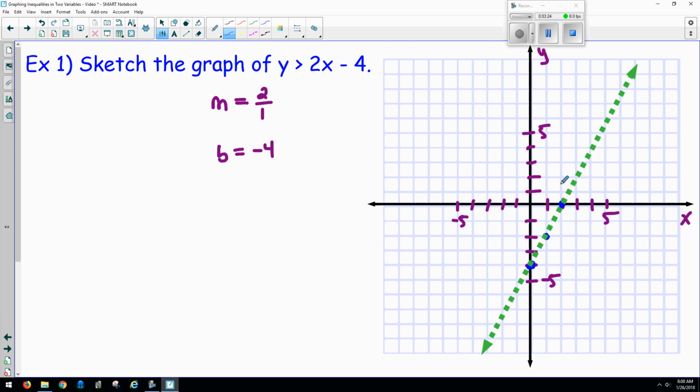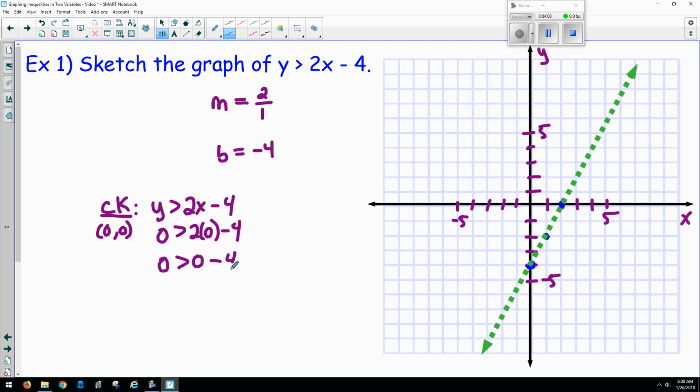So then after I graph the line, there's going to be some shading involved. So with inequalities in two variables, we're going to be shading half of the graph. And so here's how to figure out what way to shade. We're going to check a point. I would say 0, 0, the origin, is the easiest point to check. So I'm going to start with the original inequality. And I'm going to check the point 0, 0. So I'm going to plug in 0 for y and x and see if this inequality holds true.